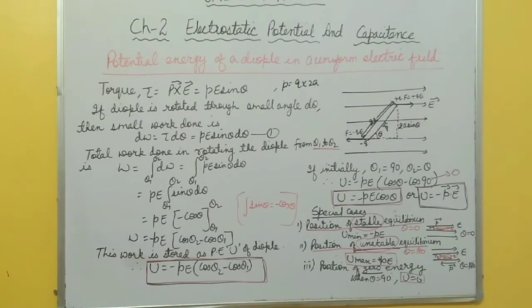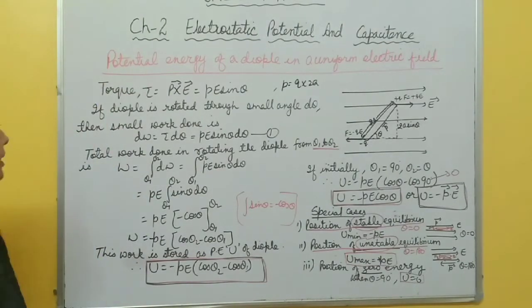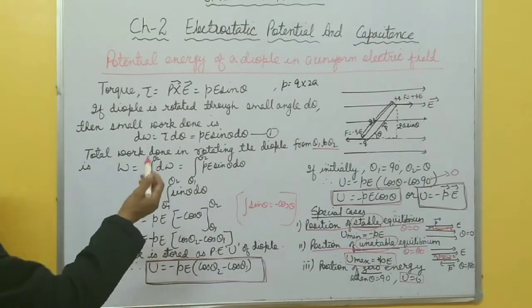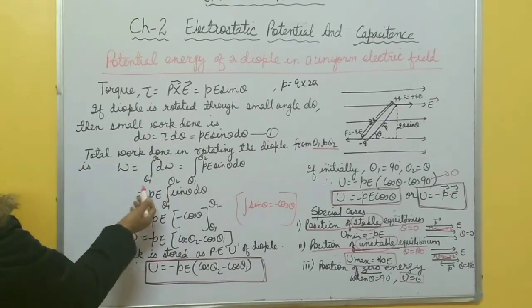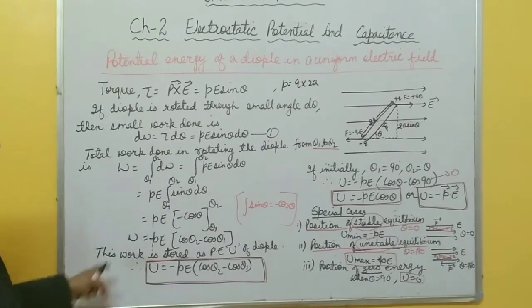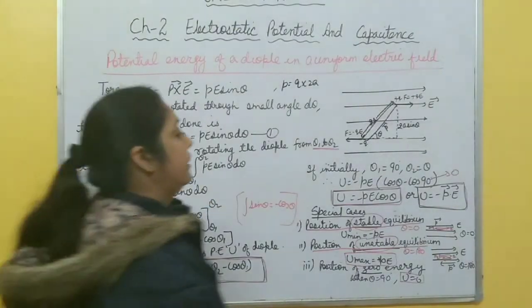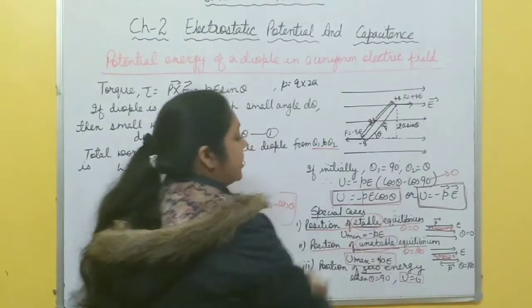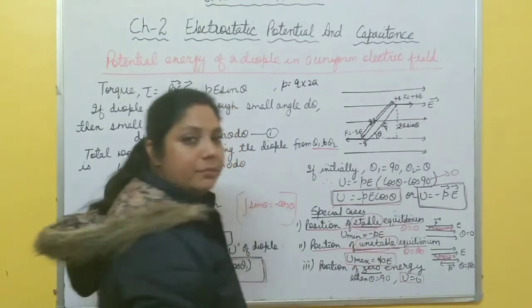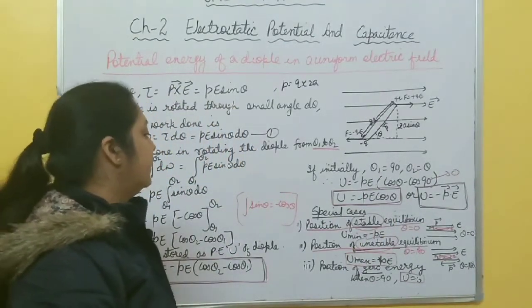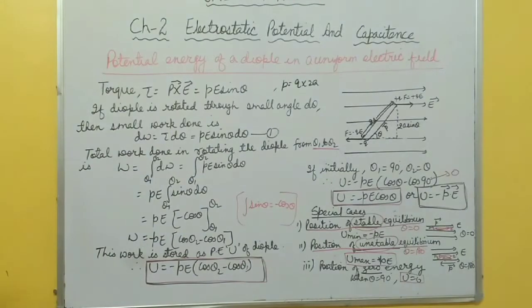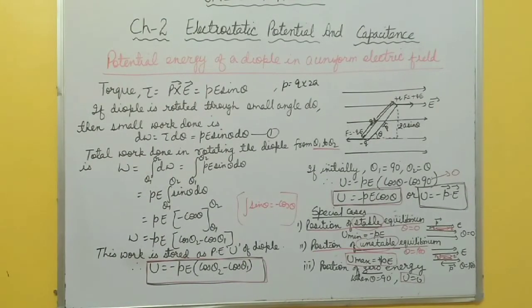Potential energy of a dipole in a uniform electric field: first you write the expression for torque, then the work done in rotating through a small angle d theta, then the total work done from theta 1 to theta 2. This work is stored as potential energy. Now initially you take theta 1 as 90, theta 2 as theta, and you get the expression U equal to minus PE cos theta. It's very simple. Then there are different cases, okay? Hope you understood. Please take a screenshot. Then we will move to the next topic.